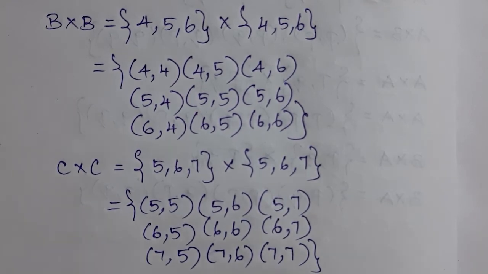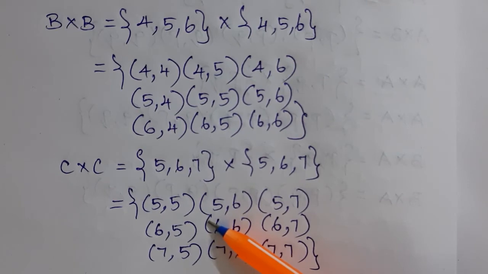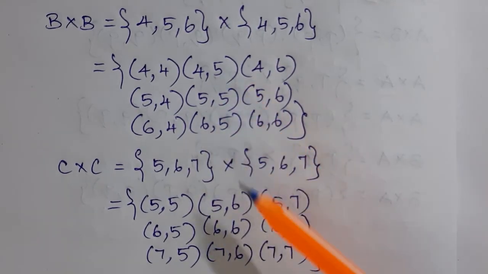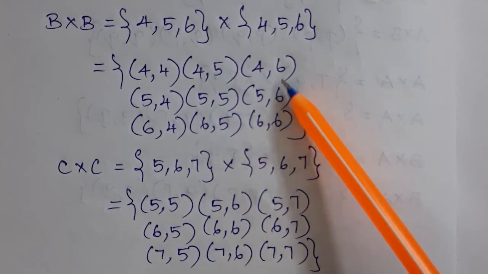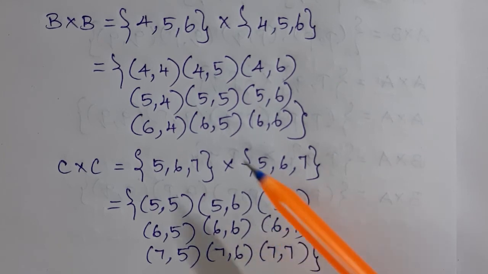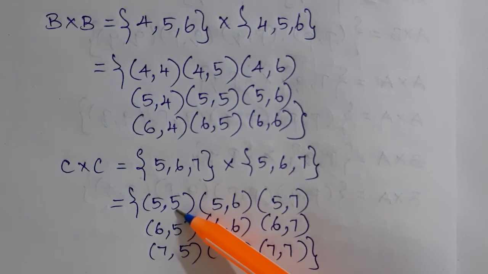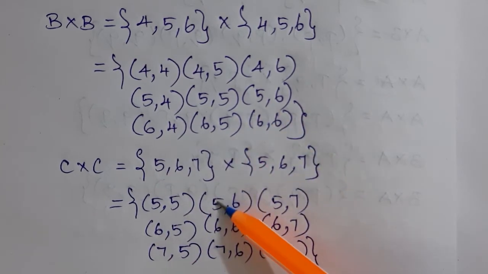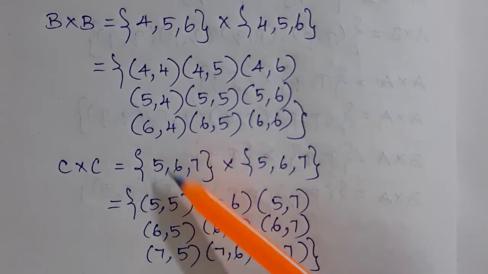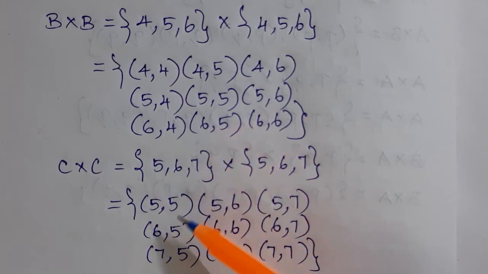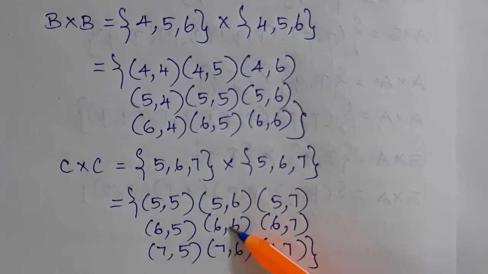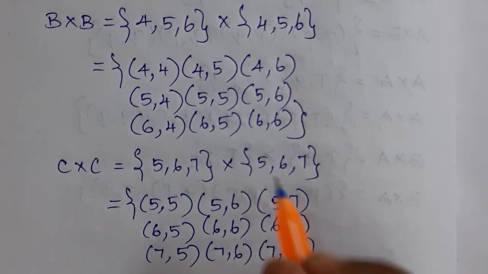So 4, 4. Do you have 4, 4 here in the second? No. 4, 5. We don't have. 4, 6. We don't have. Then 5, 4. No, it is not there. 5, 5. Yes, we do have. And 5, 6 we have. Then 6, 4 is not here. 6, 5 is here and 6, 6 is also here. So there are 4 elements.